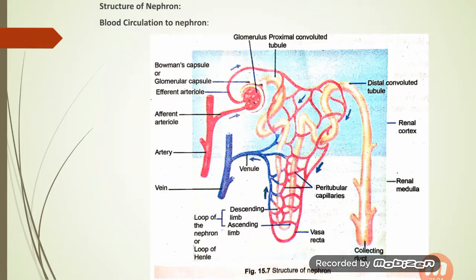Now if we talk about these capillaries, we will discuss them one by one. Blood circulation to the nephron is through renal arteries, interlobular arteries, afferent arterioles, efferent arterioles, peritubular capillaries, vasa recta, and interlobular veins and the renal veins.